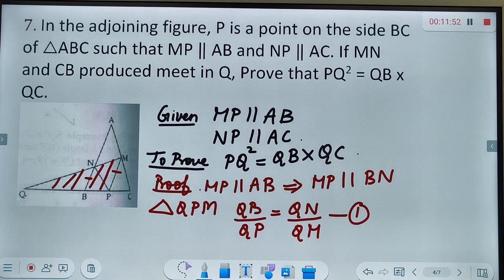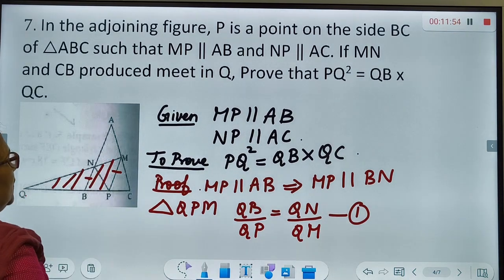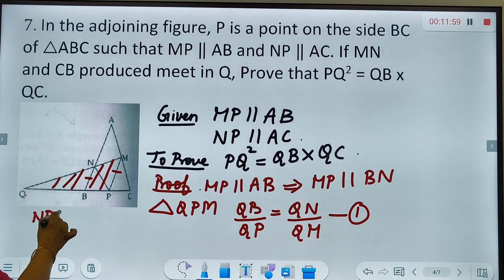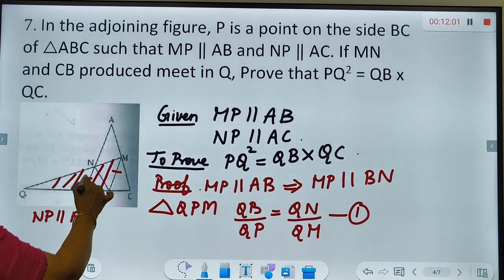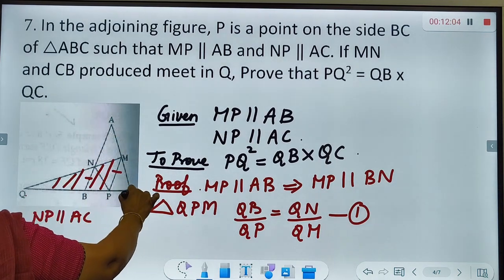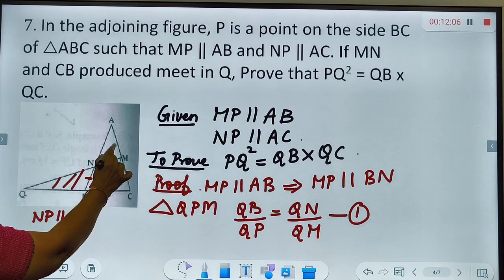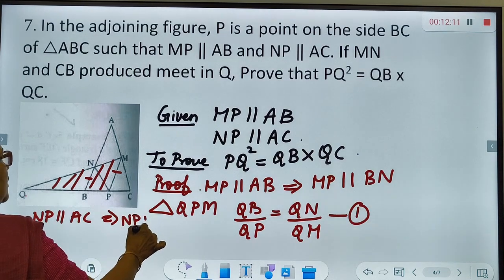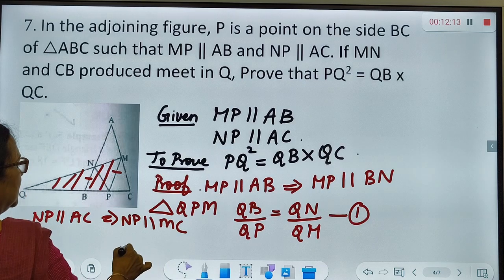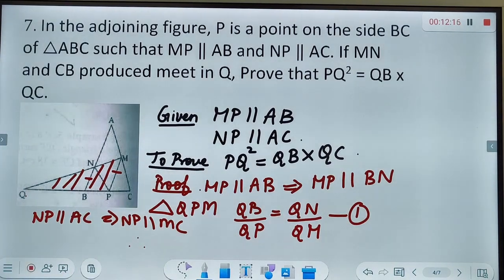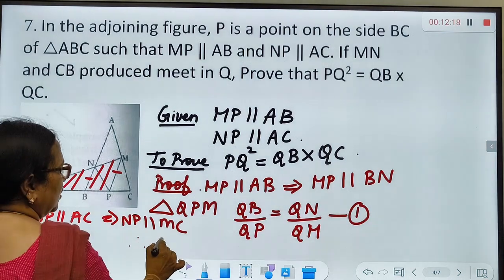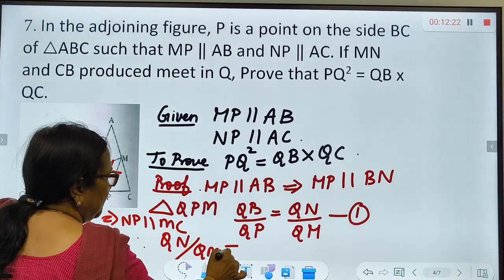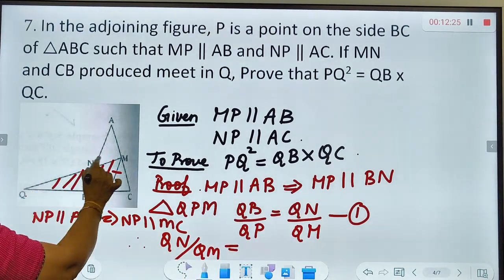Okay. Now, what else is given? You are given NP is parallel to AC. NP is parallel to AC implies NP is parallel to MC. Therefore, QN by QM will be what? QN by QM will be equal to, look at this triangle now.